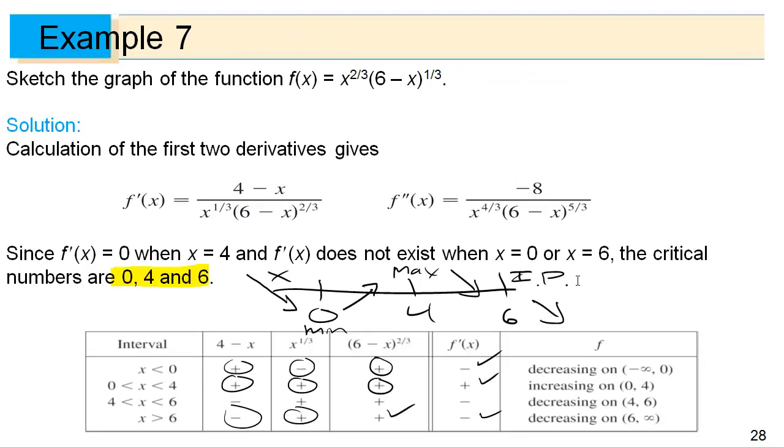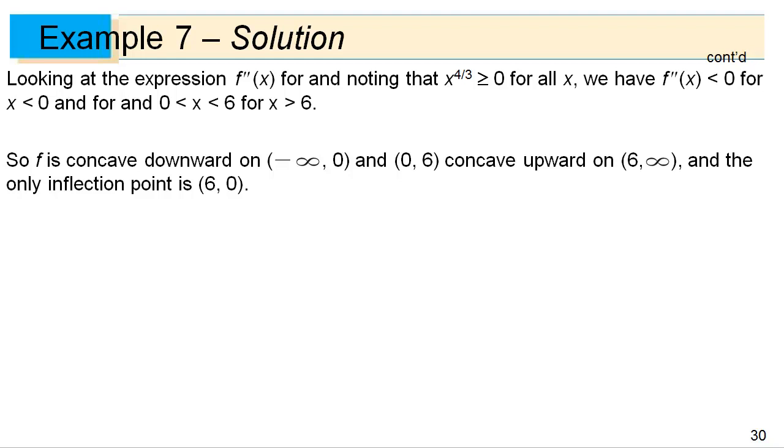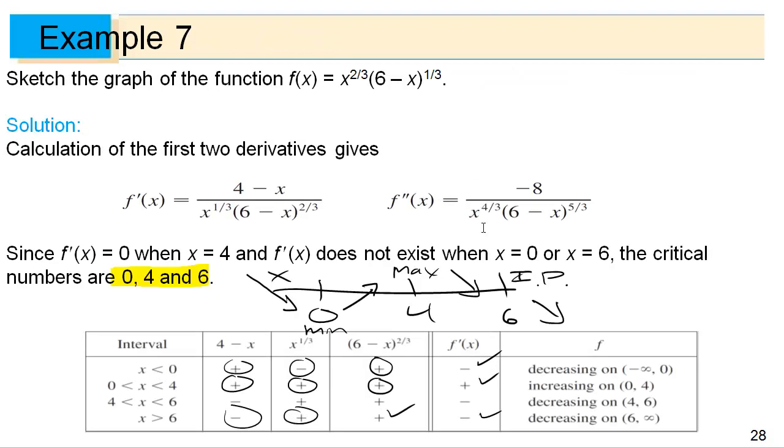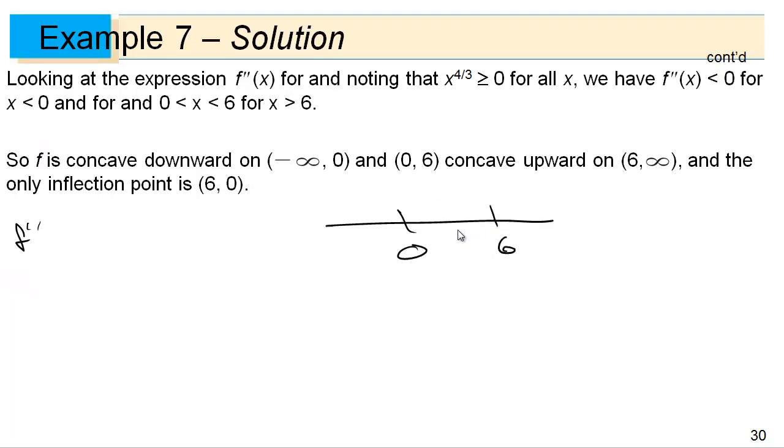Well, we'll have to remind ourselves what the second derivative was, right? -8 over x to the 4/3 and then 6 minus x. So we still get those same 2 zeros at 0 and 6. All right. So here's our 0 and 6. And we're now dealing with our second derivative. So we have x to the 4/3 and then the other one is 6 minus x to the 5/3.